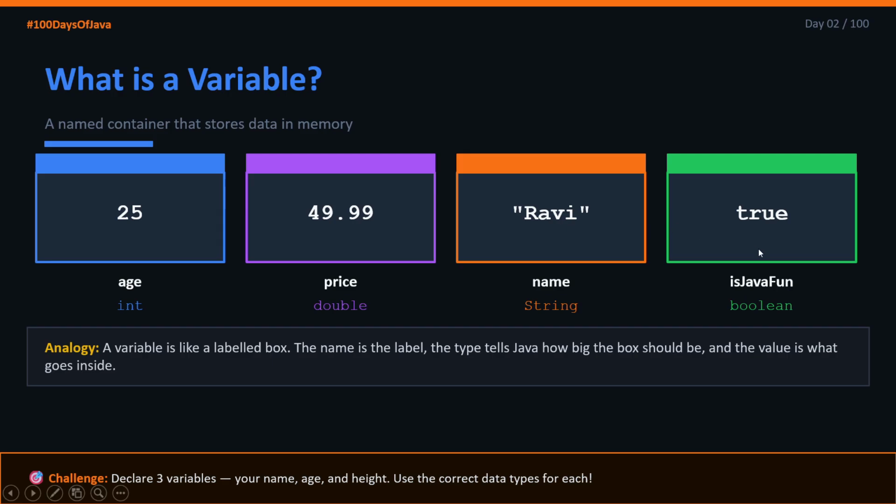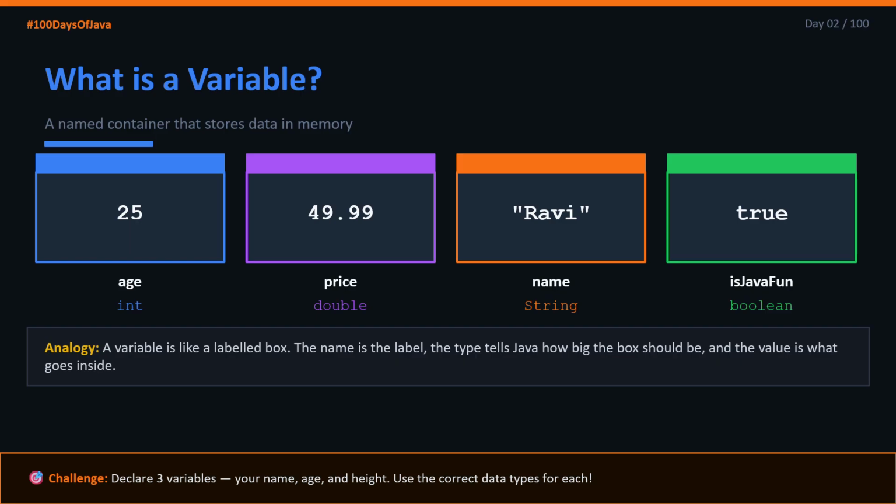Java needs to know the type up front so it can allocate the right amount of memory. That's the difference between Java and languages like Python. Java is strictly typed.